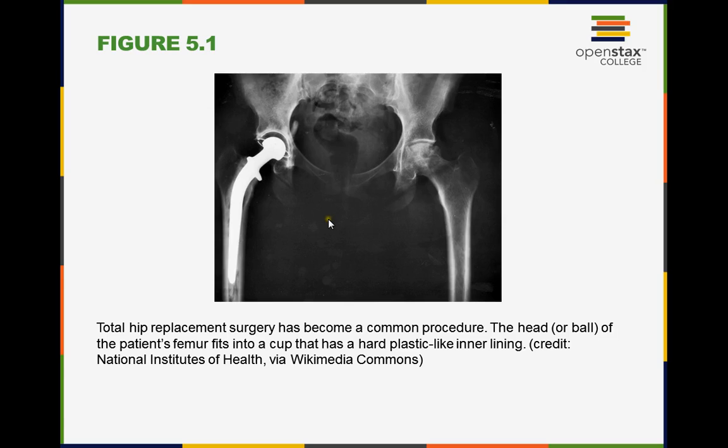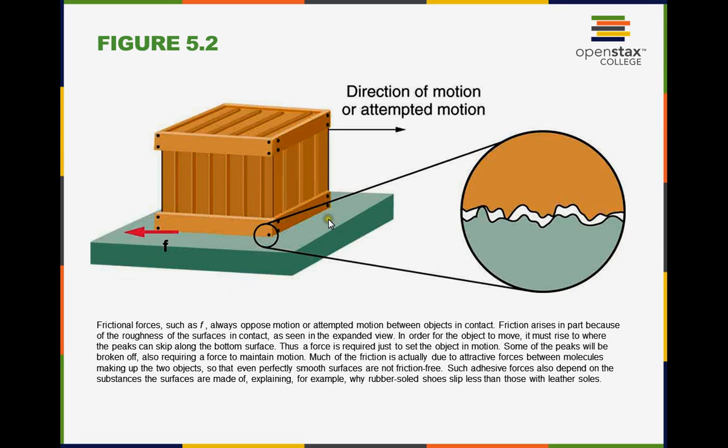So, total hip replacement surgery, a common procedure. The head or ball of the patient's femur fits into a cup that is a hard plastic inner lining, and friction is a key concern here, right? That's where the damage came in the first place, and maybe more friction than even was predicted, because cartilage wore out, and once the cartilage is gone, you have more friction going on, and that causes a lot of damage. And so now you do a replacement, and you want a situation where you're not going to continue with that damage happening.